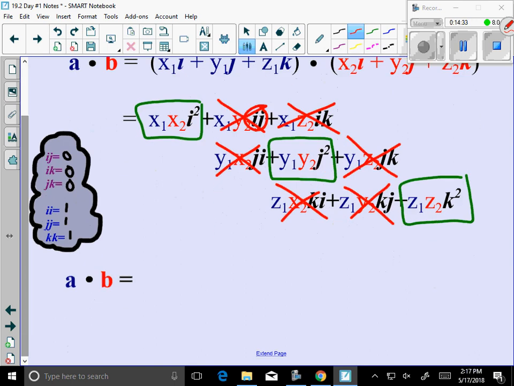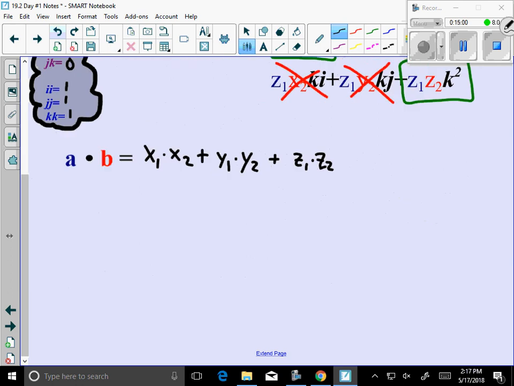So let's look at the component work here. That would leave us at x1 times x2, since i squared is 1, plus, so what would we get? y1 times y2, remember j squared is 1, plus z1 times z2. And of course, k squared would be said thing.